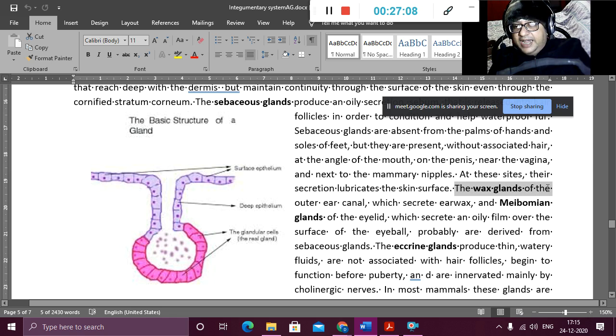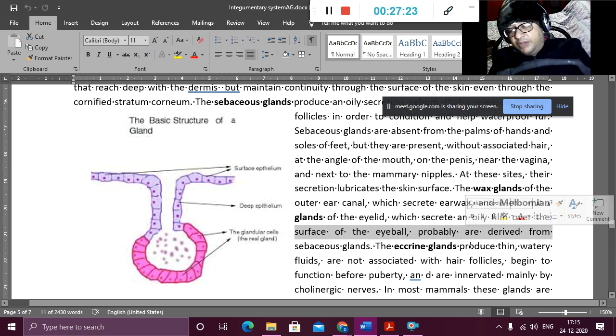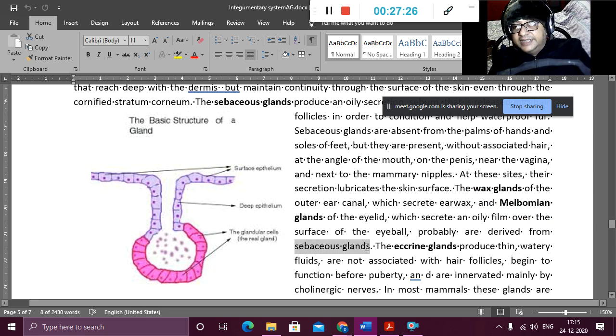The wax gland of the outer ear canal, which secretes earwax, and the meibomian glands of the eyelids, which secrete an oily film over the surface of the eyeball, probably are derived from sebaceous glands.